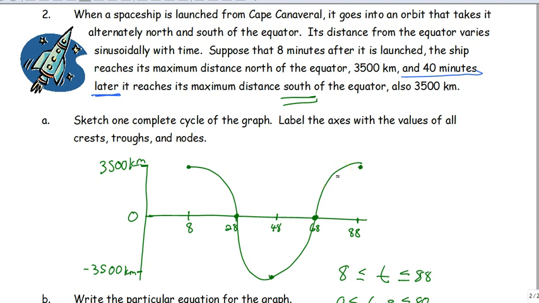Is it always going to be cosine? No. The tidal wave problem in worksheet 7 started at the level of the node, so it was a sine curve. But most of them will be cosine just because it's easier for us.